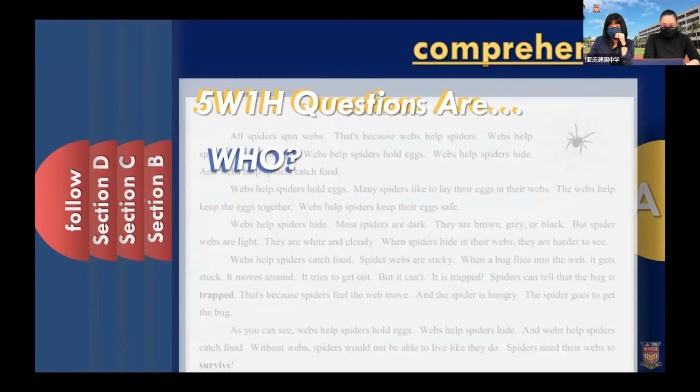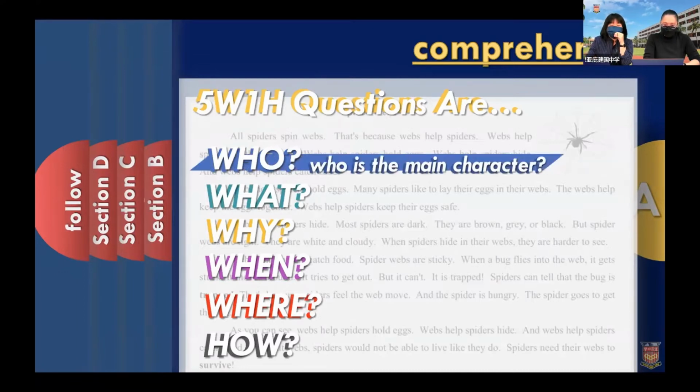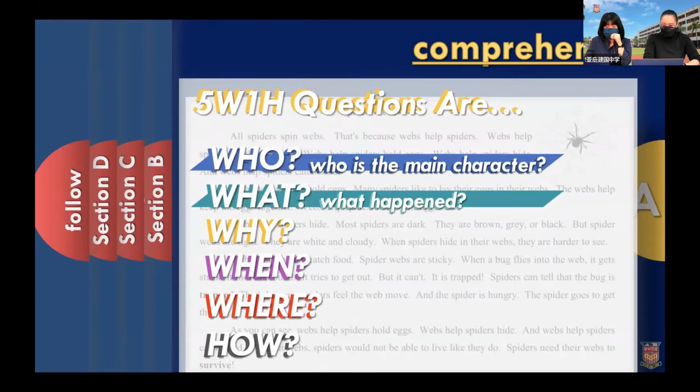5W1H questions are who, what, why, when, where, and how. Okay, so basically none of these words are very hard for us. Who means, who is the main character of the entire story, the main person. What happened? Yes, what happened? Anything happen? Why did it happen?